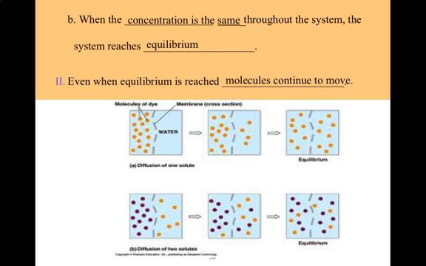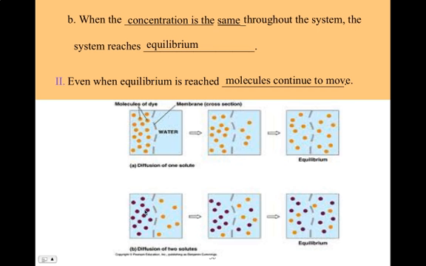So here's another image. You see that we've got a high concentration on this side and a low concentration on this side. The particles are moving and spreading out from high concentration to low concentration until everything is nice and even in equilibrium. This one shows two different kinds of particles, so this is another step added.